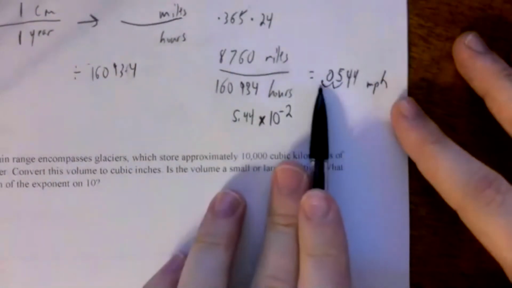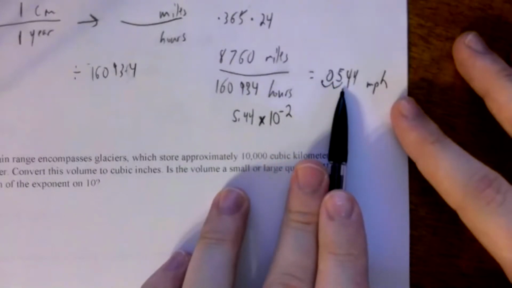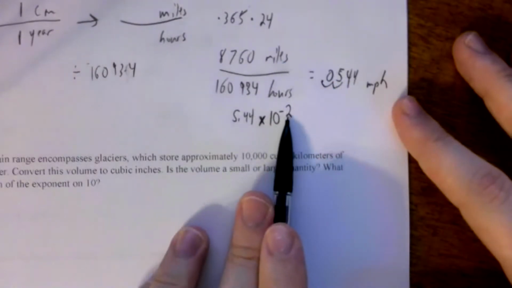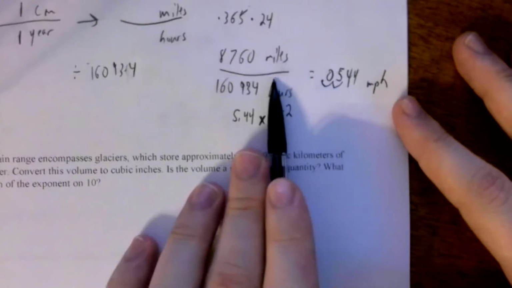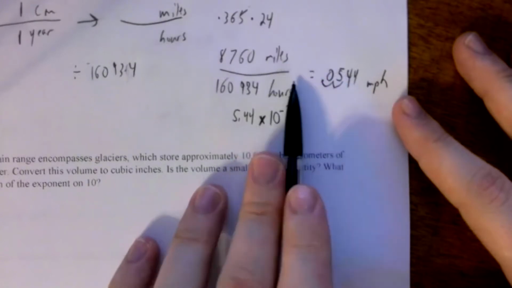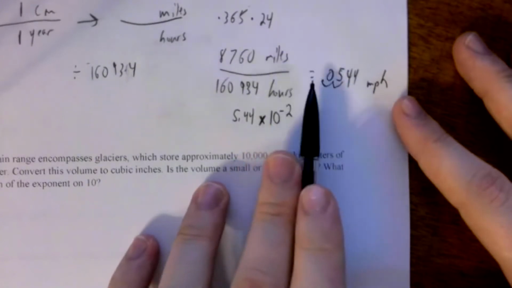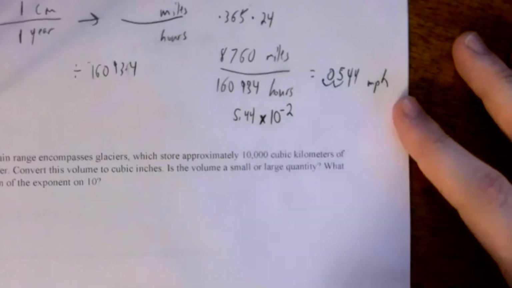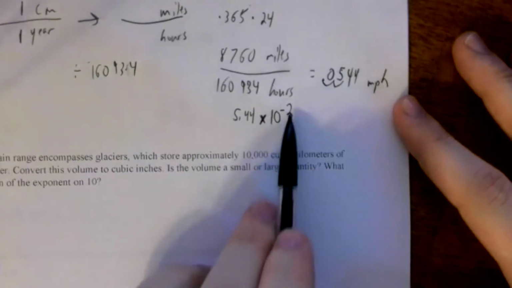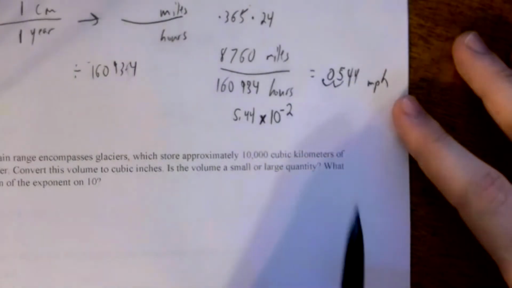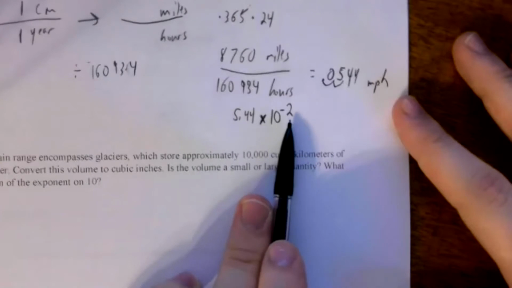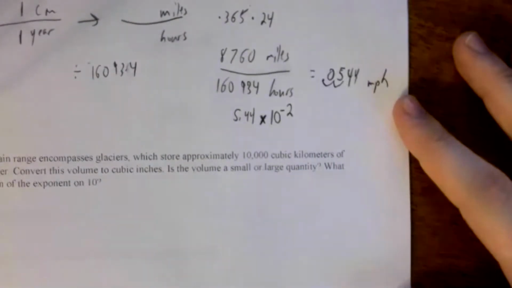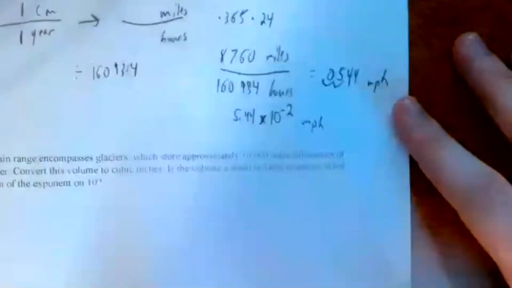However many places I move to the right is how negative this number is going to be. And however many places I move it to the left, if I have a big number and I'm making it smaller, this 10 to the whatever power is going to be a lot bigger. So if I have a negative exponent, I'm dealing with small numbers. If I have a positive exponent, I'm dealing with big numbers. And of course, that's still in miles per hour. So that's our answer for this one.